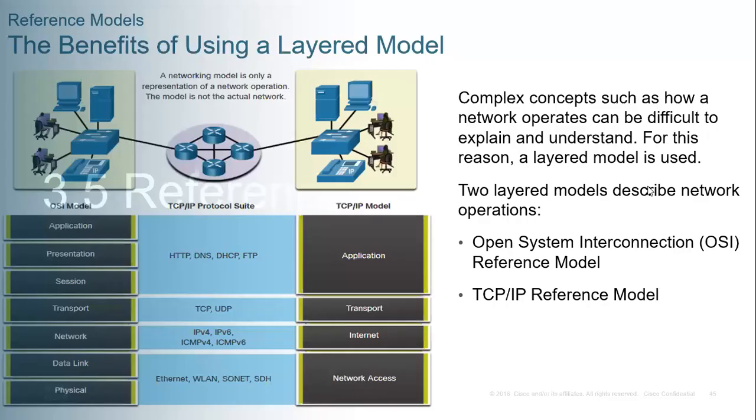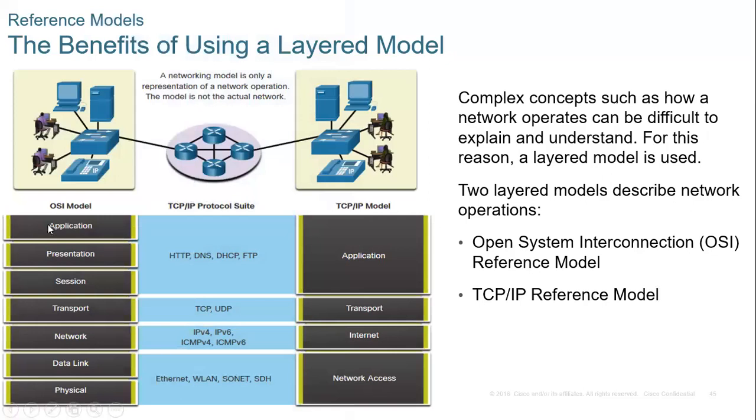Reference models. As I told, the OSI reference model consists of 7 layers: application, presentation, session, transport, network, data link, physical. Whereas the TCP/IP reference model consists of 4 layers: application, transport, internet, network.